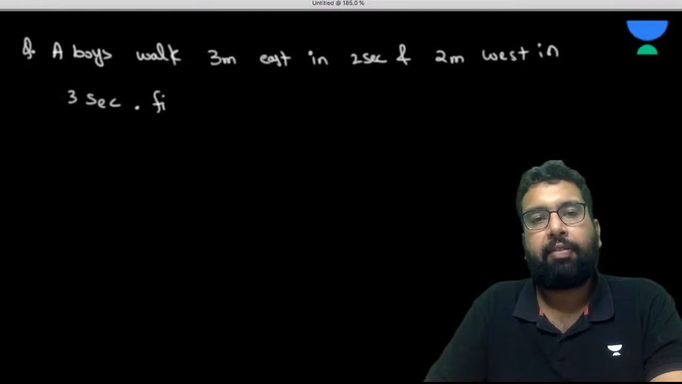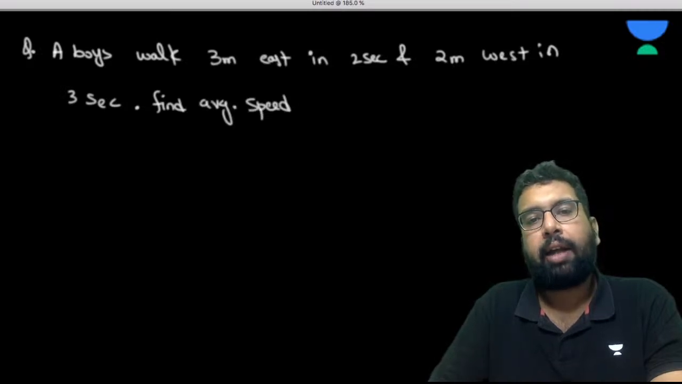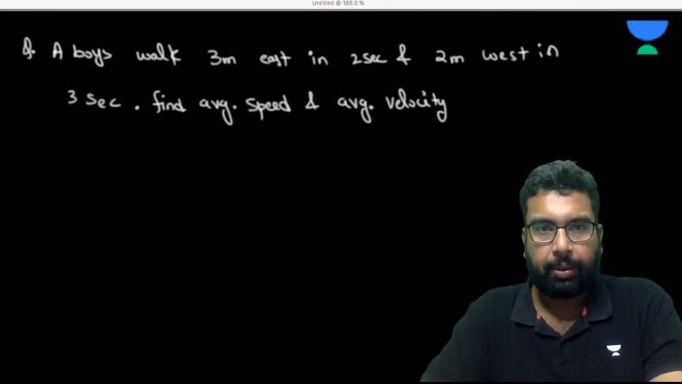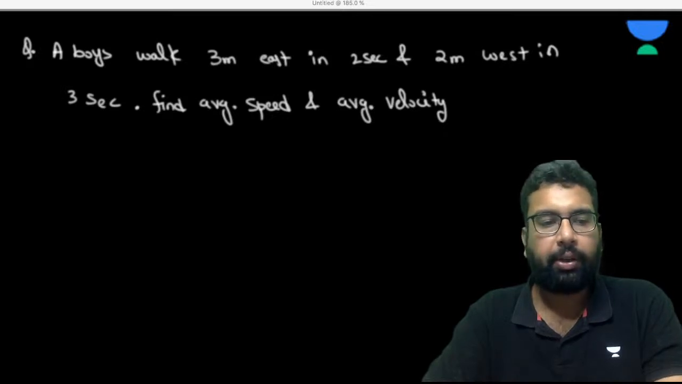Find his average speed. Very simple question. Find his average speed and average velocity. Can you tell me this? What is the average speed and average velocity? A boy walks 3 meter east in 1 second and 2 meter west in 3 seconds. Find average speed and velocity. All of the live students, can you guys try answering this? Please give me a yes or no.